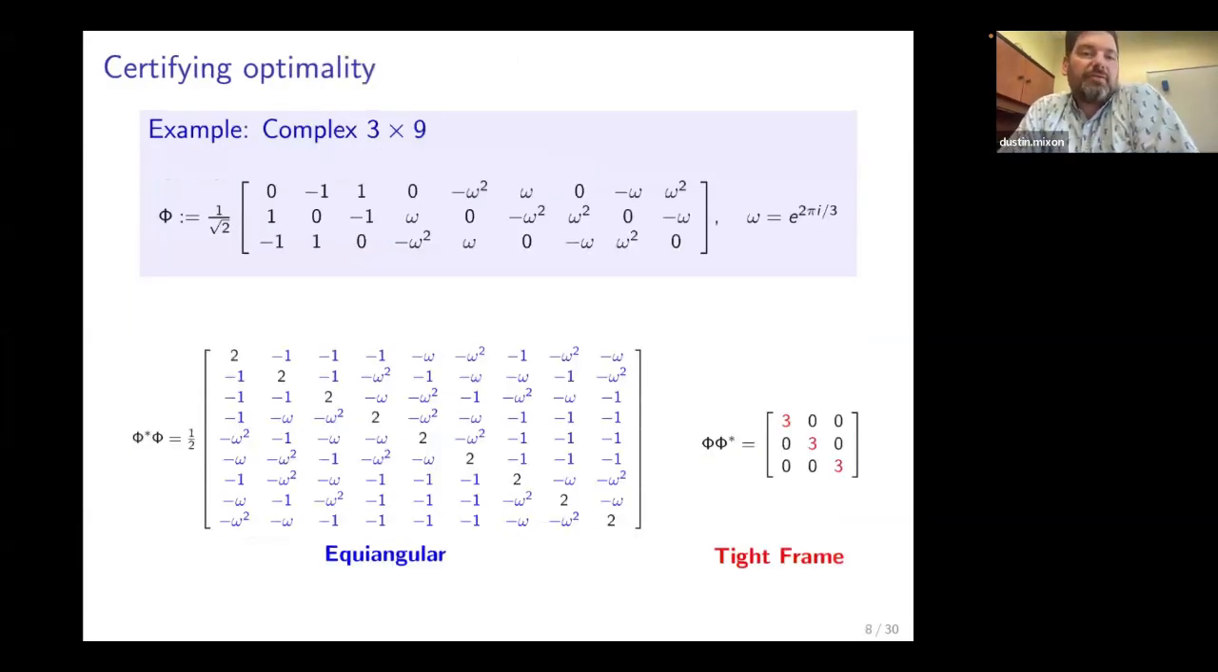So, for example, that 3x9 matrix, this complex matrix, the columns form an equiangular tight frame. Why is that? Well, you take the Gram matrix, phi star phi. This is the table of all inner products between columns, and you observe that every off-diagonal entry has the same modulus. That's what it means to be equiangular. And then it's tight because you multiply by its adjoint and you get this multiple of the identity. So it's both equiangular and tight, therefore it's an equiangular tight frame, therefore achieves equality in the Welch bound, this lower bound for coherence. So it's optimal, minimum coherence possible.